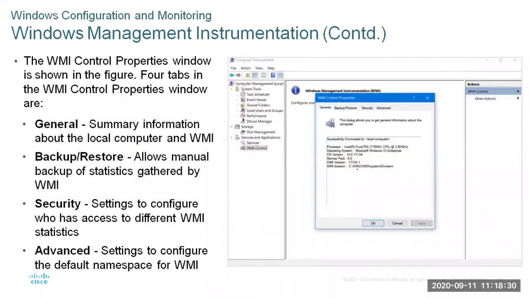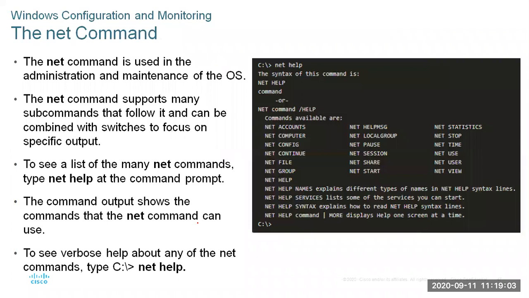So once you do that, this is where it's going to bring you. This is the WMI control that you are going to enable. The properties are shown in this figure here, and basically it has security settings to be configured, who has access to the different WMI statistics. So it's for remote management.